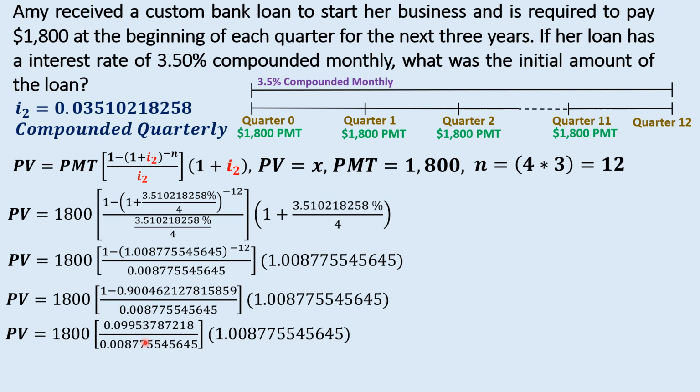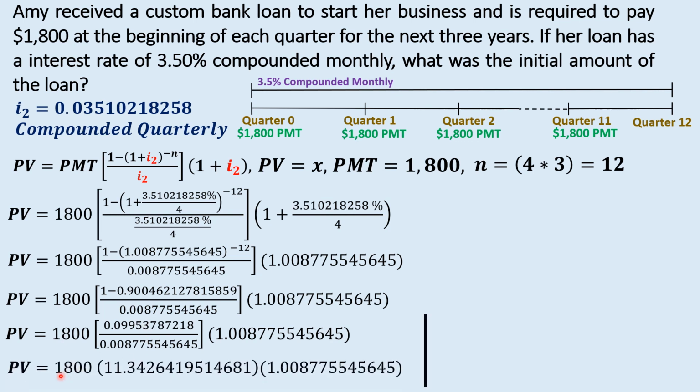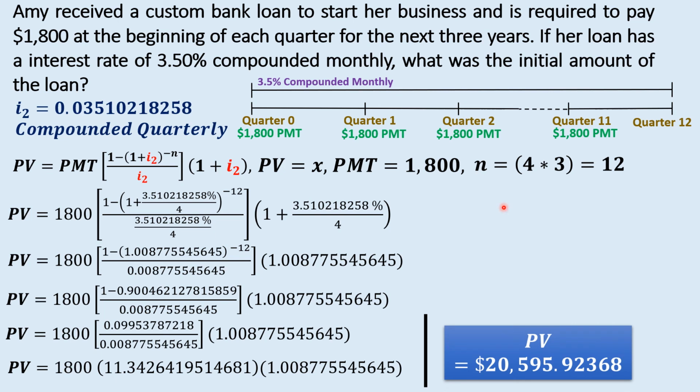When we simplify this even further, nothing changed here, nothing changed here. So we're going to get 1,800 multiplied by 11.3426419514681. Multiply that by, nothing changed here as well. So you just multiply these together, multiply that by 1,800, and we'll get the total value of Amy's loan when she borrowed it, which was equal to $20,595.92 approximately.